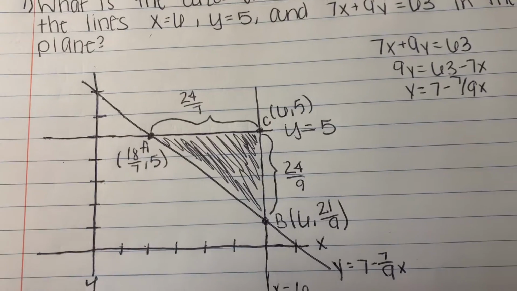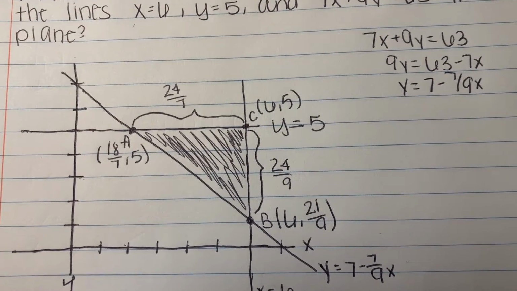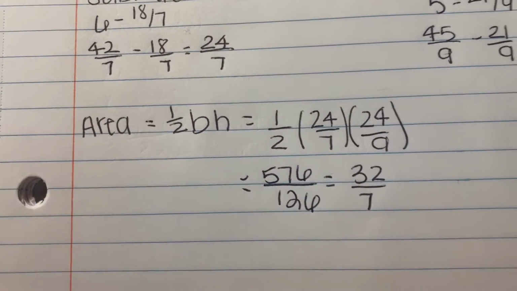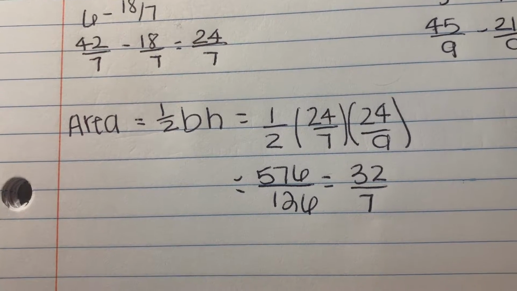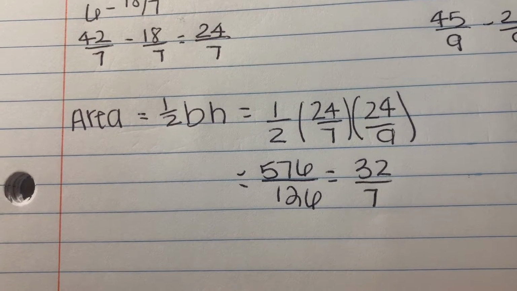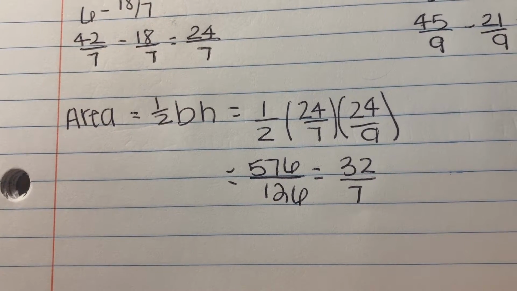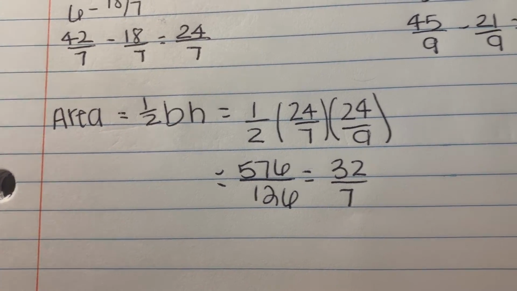So now that we have our distance from A to C and our distance from B to C, we can just solve for the area right now. So the area is equal to 1/2 base times the height. So that is going to be equal to 1/2 times 24 over 7 times 24 over 9. When you multiply that out, that gives you 576 over 126. And when you simplify, it equals 32 over 7, and that's your answer.